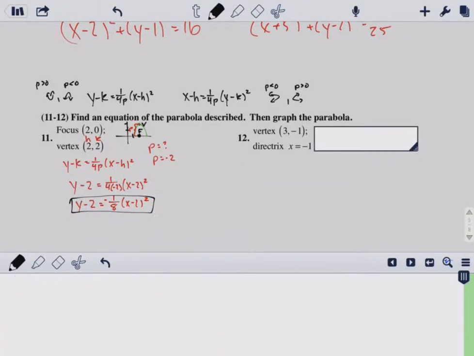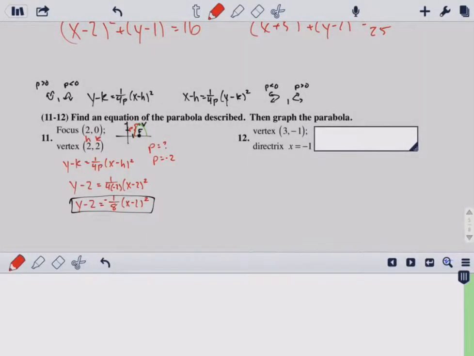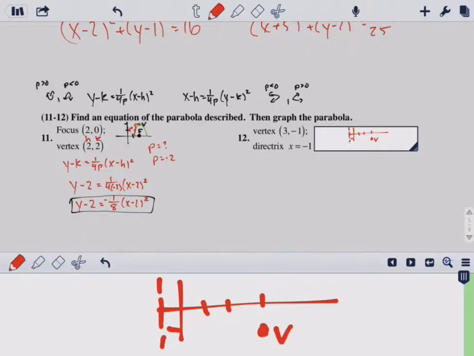Alright, over here, do the same thing. Okay, let's do a quick sketch. We've got a vertex at 3, negative 1. 1, 2, 3, negative 1. Okay, there's our vertex. We've got a directrix that x is equal to negative 1. X is equal to negative 1 is right here. Okay, that's your directrix. I know my vertex is halfway between my directrix and my focus. So there's my focus. So there's p, which is equal to 4.